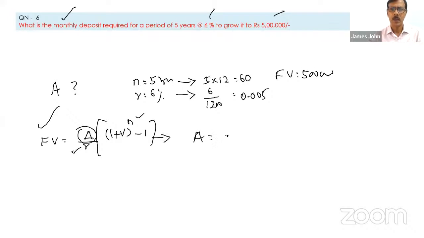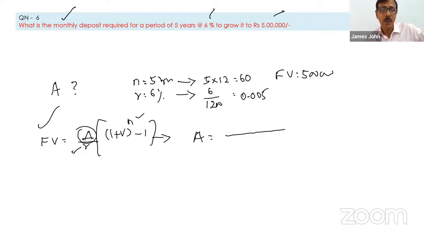Sir, from this, how do we know whether it is end of the year? See, in all the deposit schemes, you can take it as end of the period annuity. Bank schemes, okay, sir, end of the period. Otherwise, they will specifically mention it at the beginning. If it is a rent or a lease, then you can take it as beginning of the period annuity.